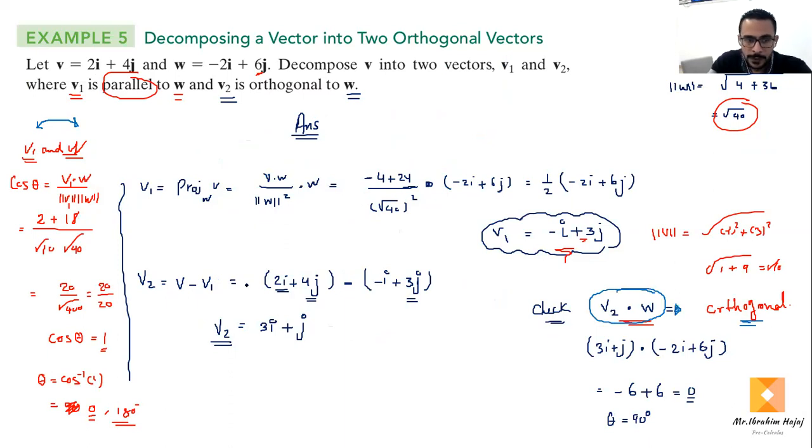To check that V1 and W are parallel, you should find the angle between them. If it comes out 0 or 180, they are parallel. Orthogonal is when the angle is 90, or when the dot product of V2 and W is 0. Pay attention here, guys. When V2 times W is 0, they are orthogonal, or the angle itself is 90. And for V1 and W, if the angle between them is 0 or 180, they are parallel.